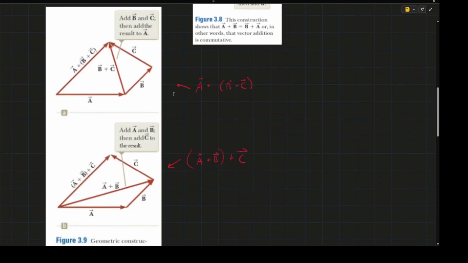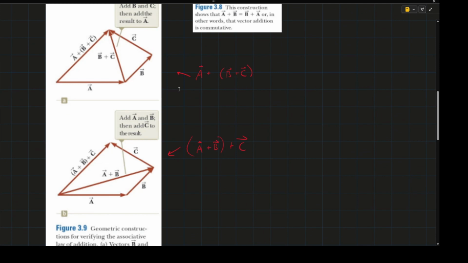The next figure here, figure 3.9, is more an illustration of the commutative property of vector addition. If you have A plus B plus C, it doesn't matter if you do B plus C, then combine it with A, or if you do A plus B, then add it to C. You always end up in the same spot. You can see that from the pictures up here. This up here is A plus the quantity B plus C, and this is the quantity A plus B, plus C. In both cases, you can see it's the same vector, just the way you end up going there is different.